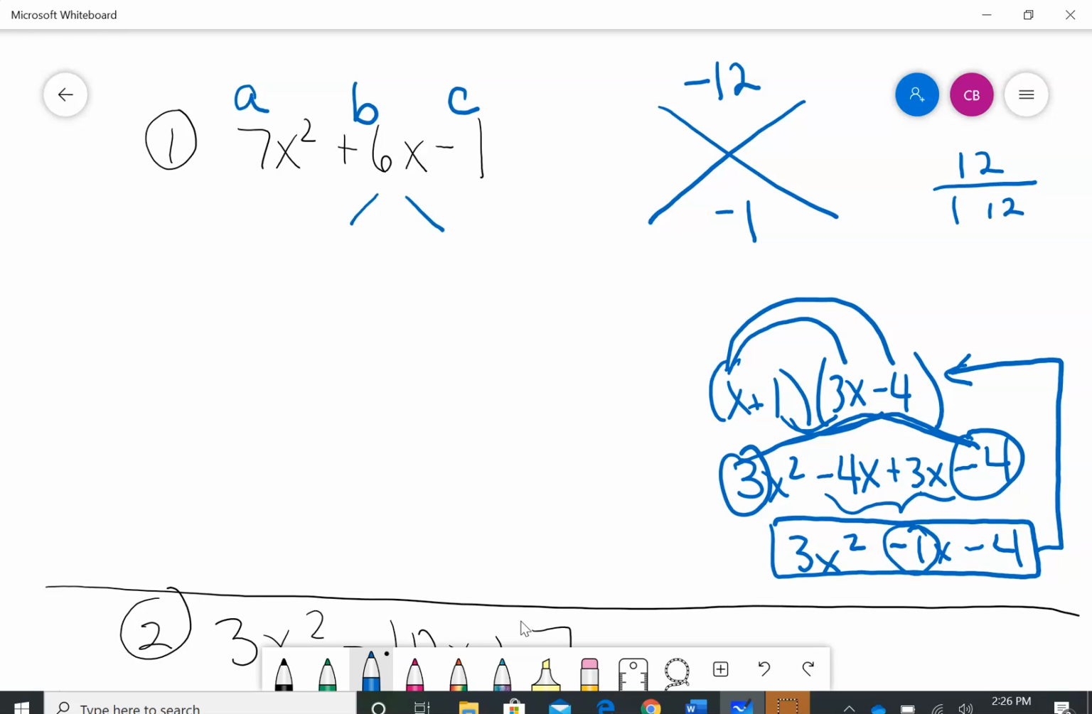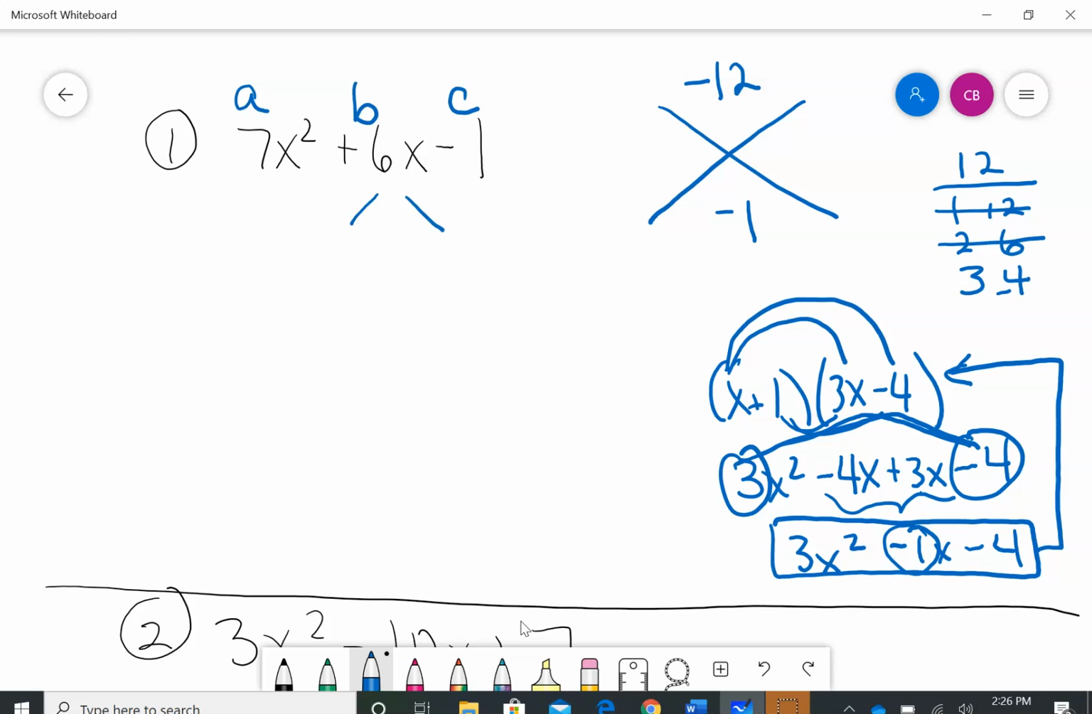Well, I could try 1 and 12. No go. 2 and 6. Nope. 3 and 4. Well, that's a possibility, but in order to have a negative product, one of these numbers must be negative. And we have to have a negative sum, so I need more negative than positive. So my 3 and my negative 4 are the numbers that I use here.